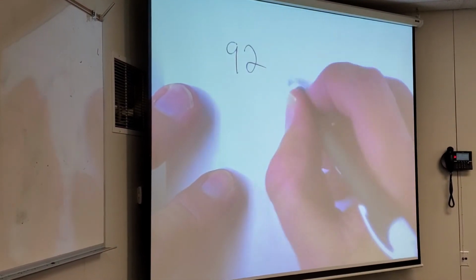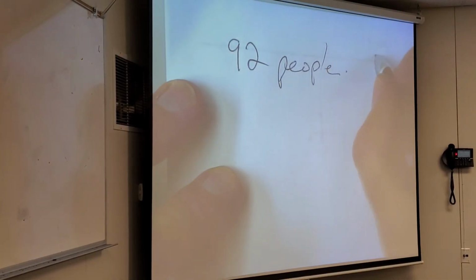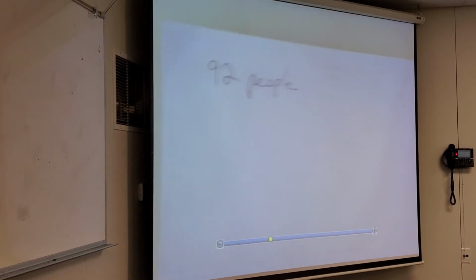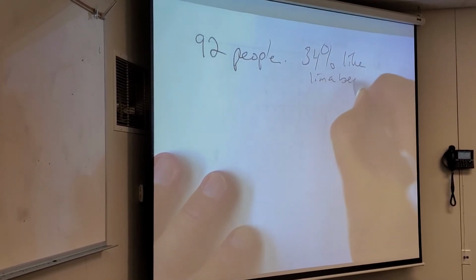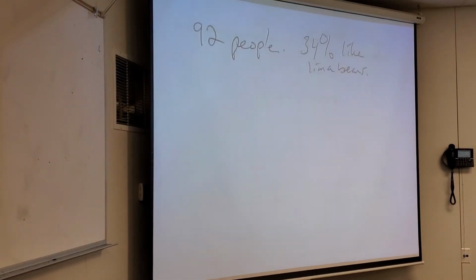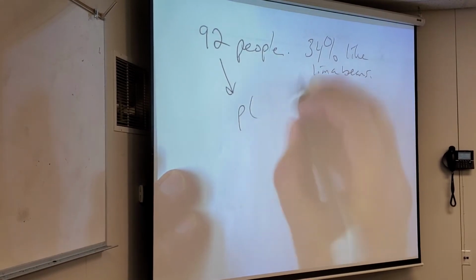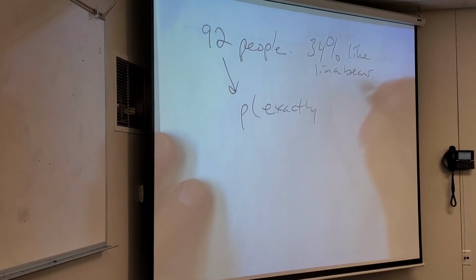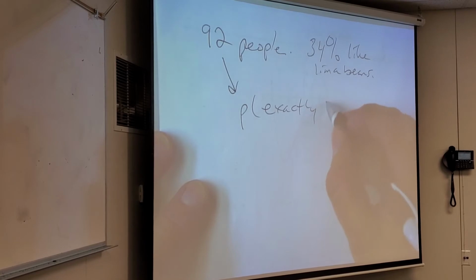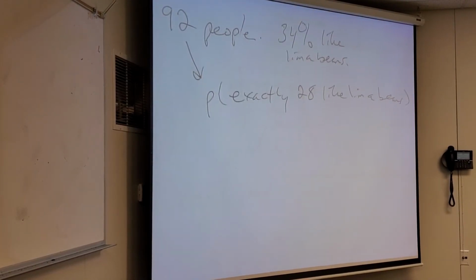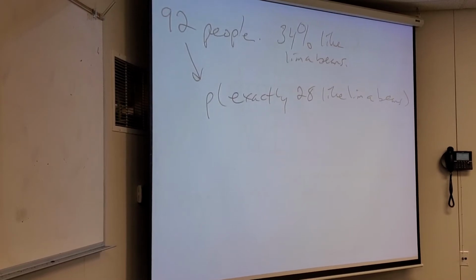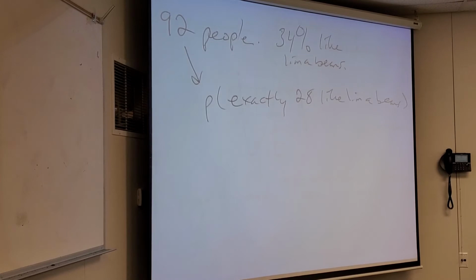Say we pick 92 people, and I know that 34% like lima beans. I just know that. And I want to know, what's the probability, if I pick 92 people, that I get exactly 28 who like lima beans? Somebody understand the reality of this, right? For any group of 92 people, what's the probability that exactly 28 of them like lima beans?